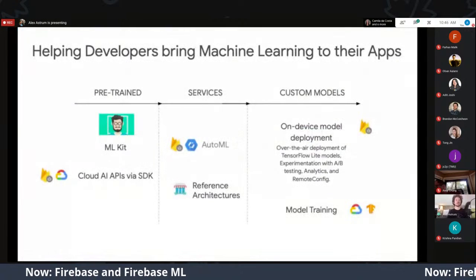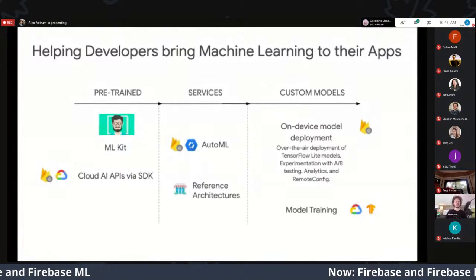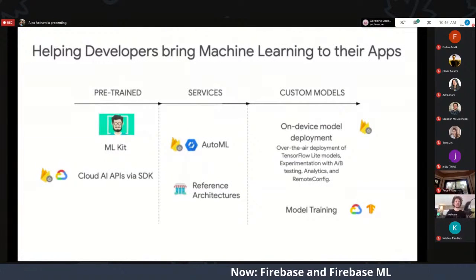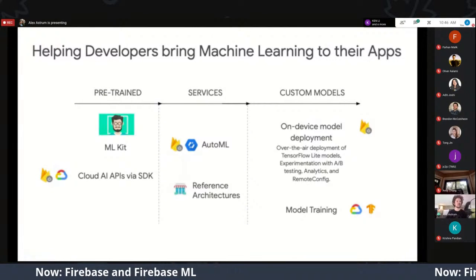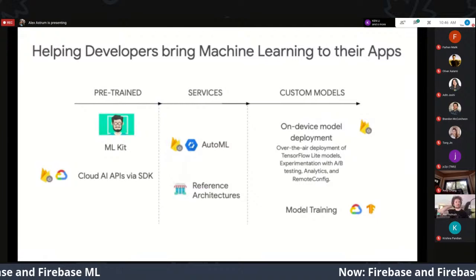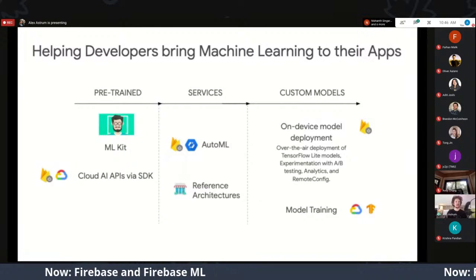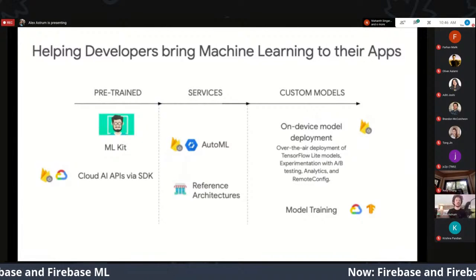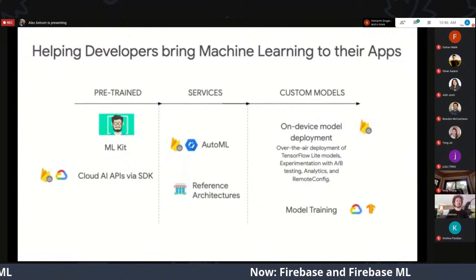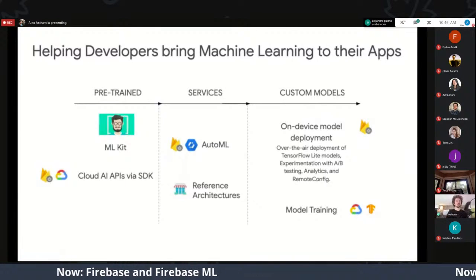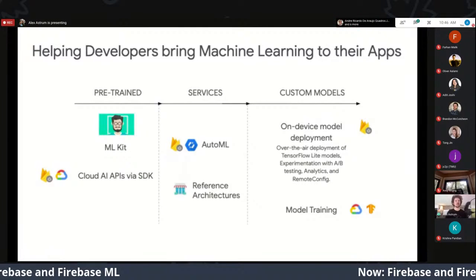Okay, so let's look at the actual map of our services and where Firebase comes into play and where Google Cloud comes into play. So we essentially have these three big technical pillars, which describe the type of technical problem we're trying to solve.